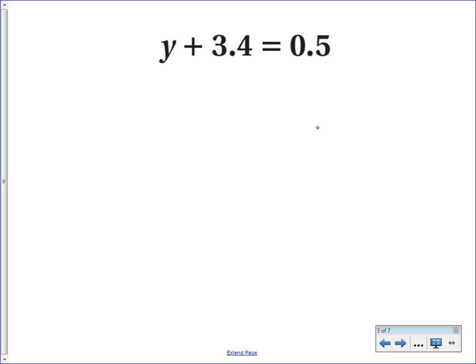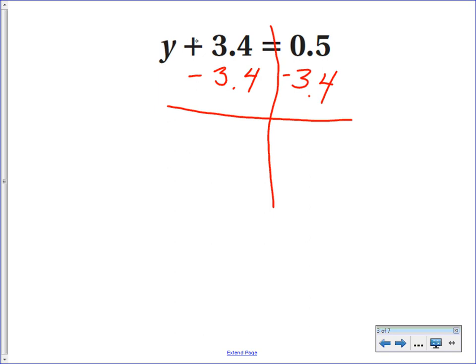Next problem, we're going to be dealing with decimals. Again, I am going to draw my line so that I know to do it on both sides. y plus 3 4/10 equals 5/10. They're adding 3 4/10, so I'm going to do the opposite and subtract 3 4/10. And of course, I do it on both sides of the equation. The 3 4/10, both of them cancel out, leaving me with my y.